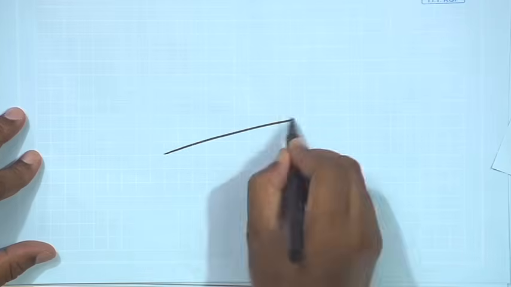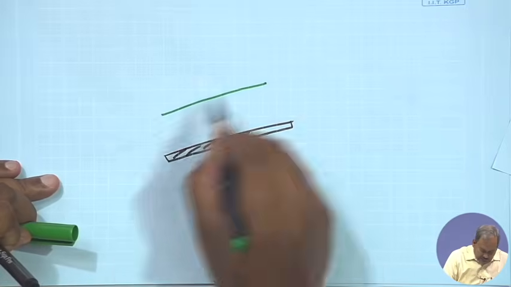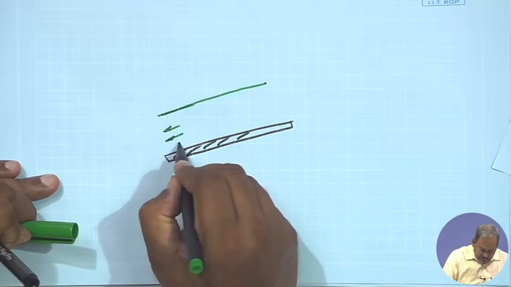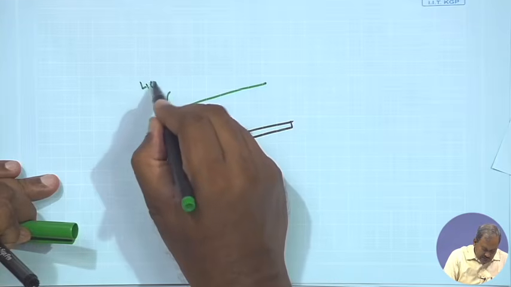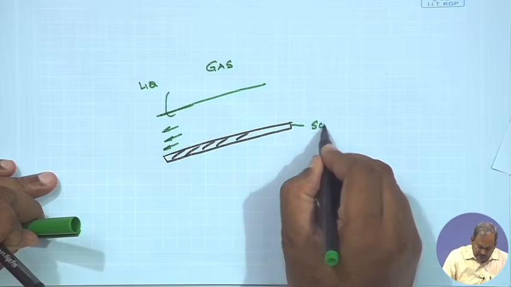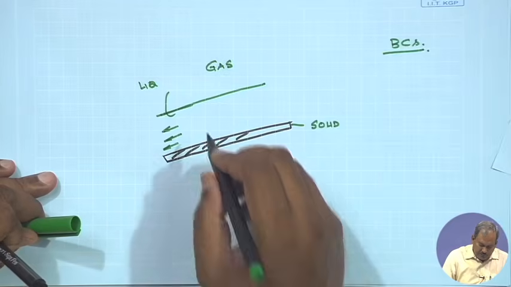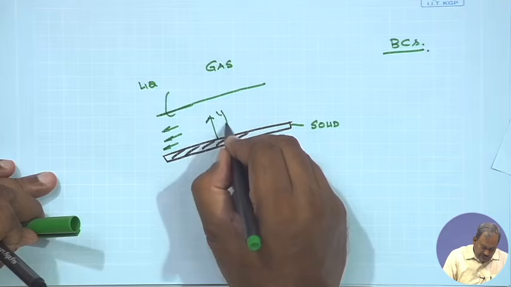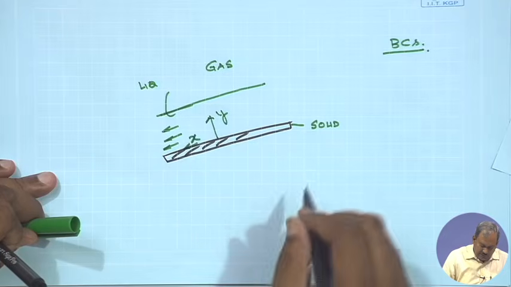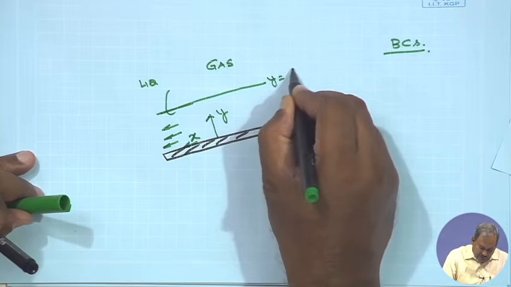Now, I will draw this picture once again. So, let us say I have this as the solid plate inclined with some angle, and I have a liquid film which is falling. This is my liquid, and over here I have gas, most probably air, and this is the solid. I would like to know what the boundary conditions are which are present in here. This is my y direction, this is the x direction, and this is y equals delta.